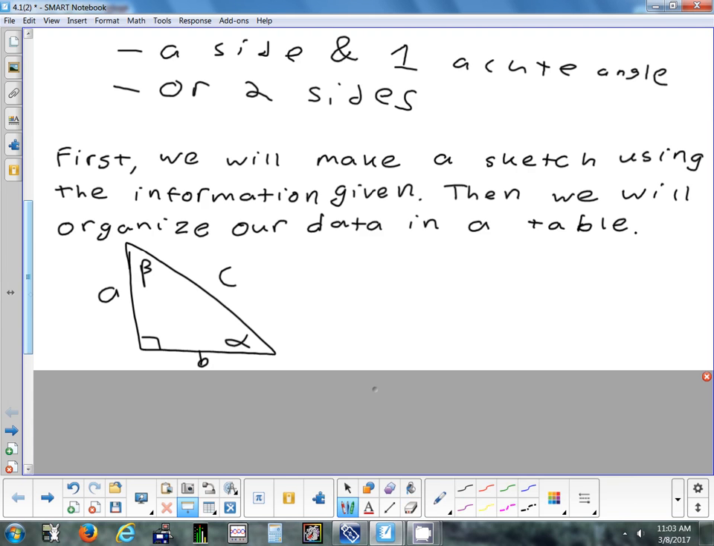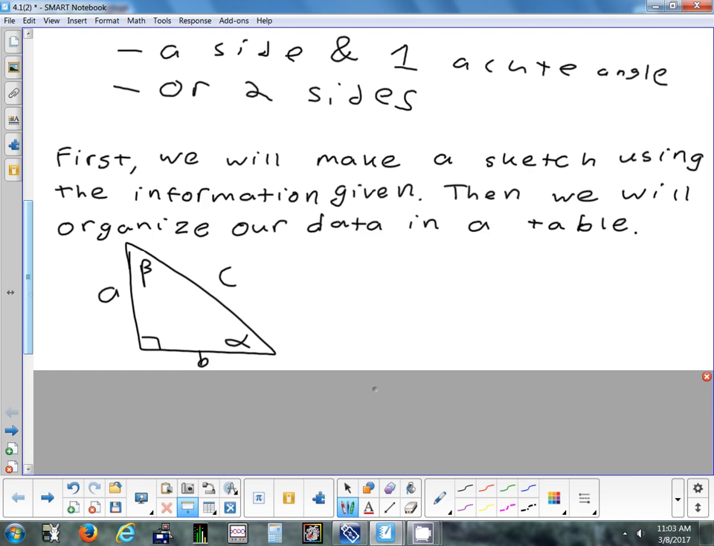Okay, some textbooks use lowercase and capital letters, like lowercase letters for the sides, capital letters for the angles. I like the way our book does it because they use Greek letters. What do you think could be confusing if you use lowercase letters for the sides and then capital letters for the angles?